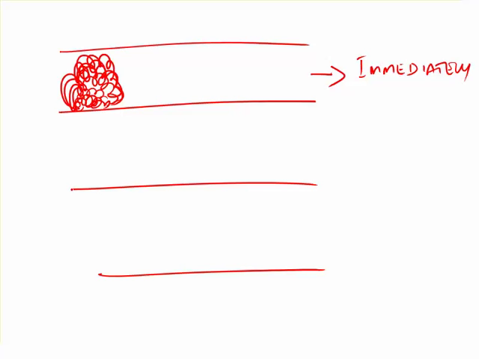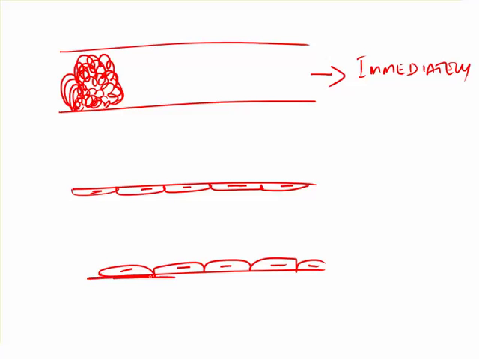Okay, now let us take another condition. This is the blood vessel. What is this? Endothelial cells. Okay, let us concentrate on one side. So this is what? Basement membrane. Okay, below the basement membrane we have smooth muscle cells.